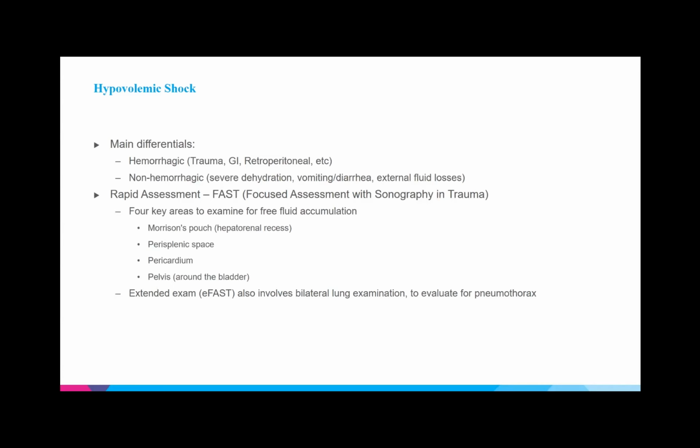You look at the pericardial space to evaluate for any effusion, especially if there's been blunt trauma to the thorax. And then you lastly look in the pelvis and specifically around the bladder, just to look if there's any pelvic or bladder injury. And then there's something called the extended FAST exam, which is the EFAST exam. The only thing that's added to that would be a bilateral anterior lung ultrasound. And that's mainly to look for a pneumothorax.